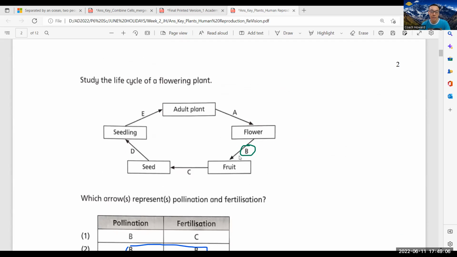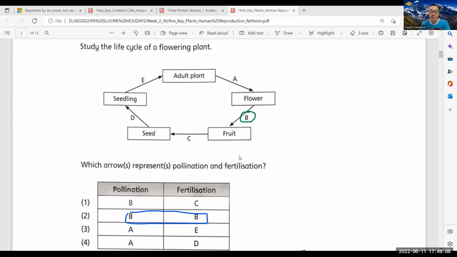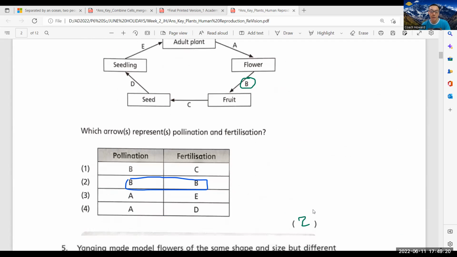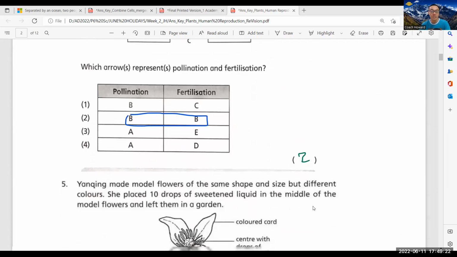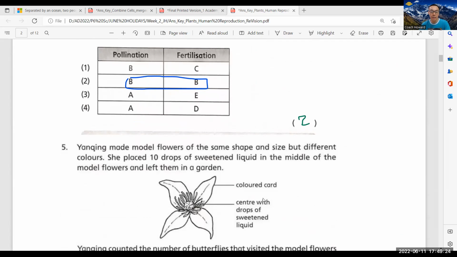Okay, next we continue this part. This one I will just go through the answer quickly because of the time constraint; we have about 20 minutes left. So this process B is both pollination and fertilization. So the answer is 2.